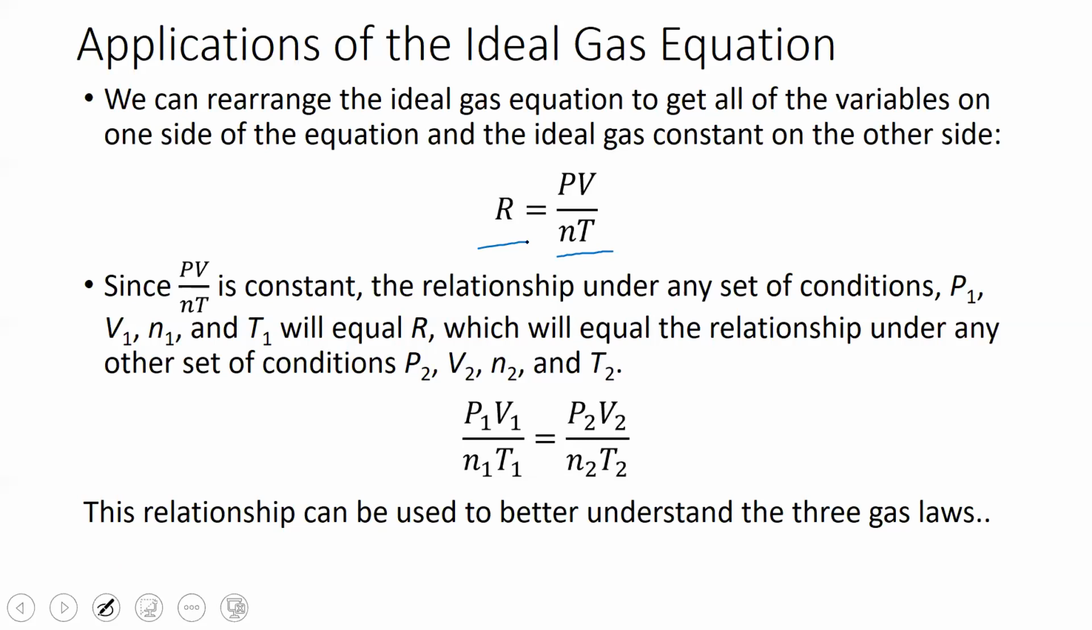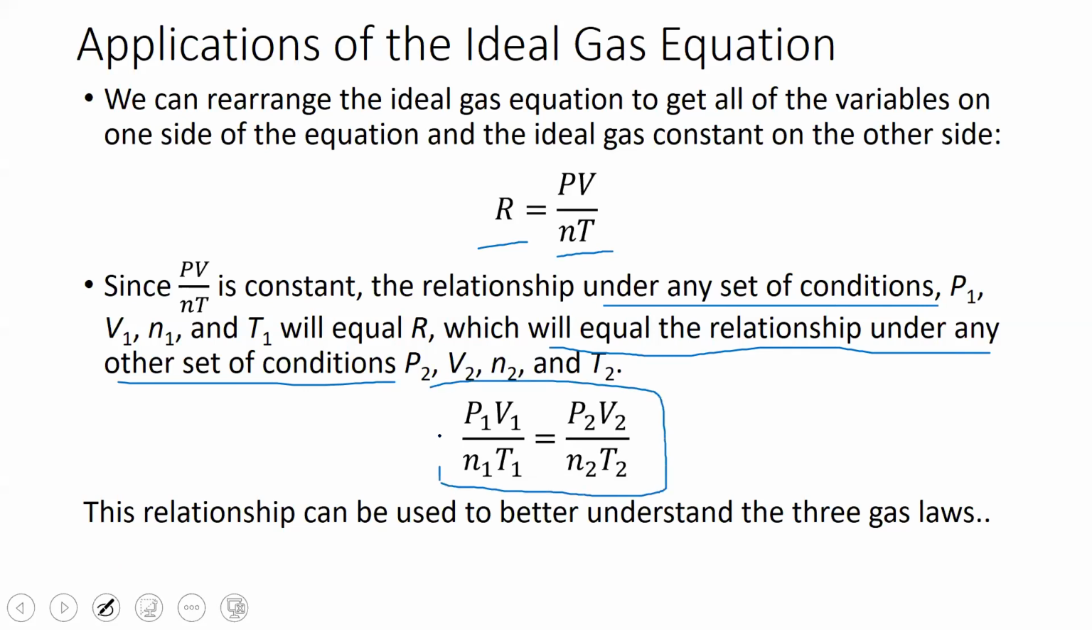And since PV over nT is constant, then that relationship under any one set of conditions will equal that relationship under any other set of conditions. And so if we give those subscripts for the first set of conditions with a subscript of 1, and for the second set of conditions with a subscript of 2, we get this relationship: P1 V1 over n1 T1 equals P2 V2 over n2 T2. And so we can use that to look at those three gas laws and we can simplify that.